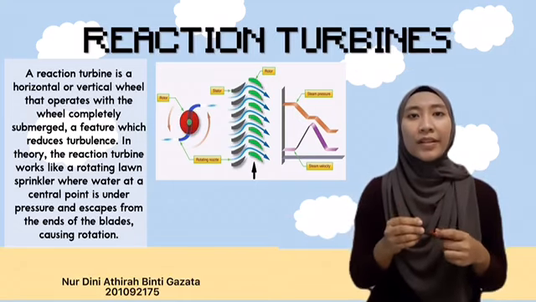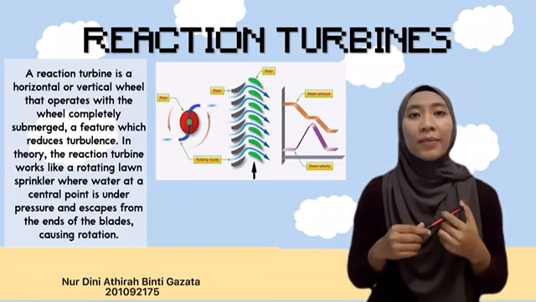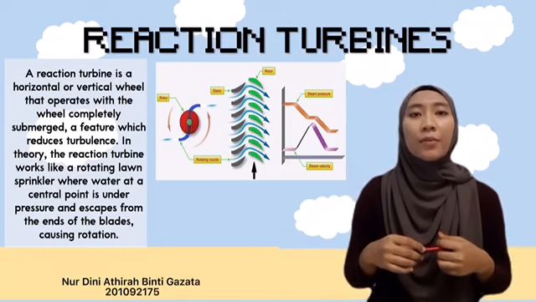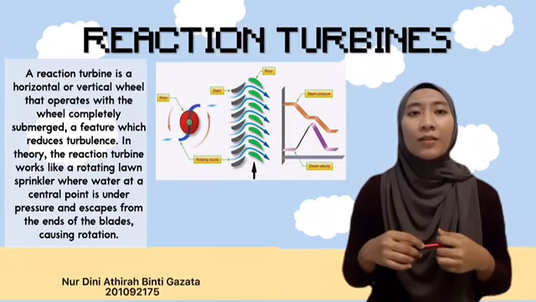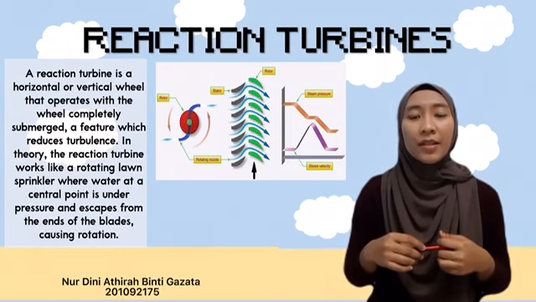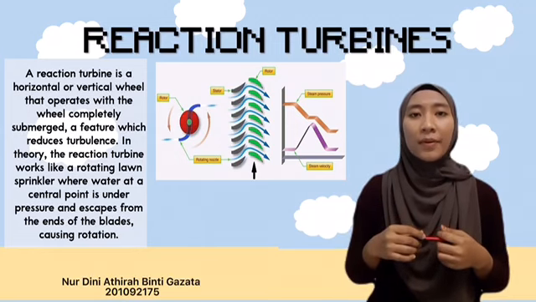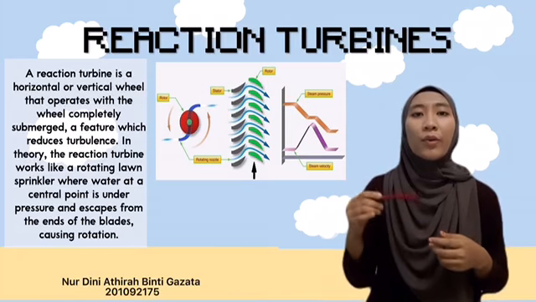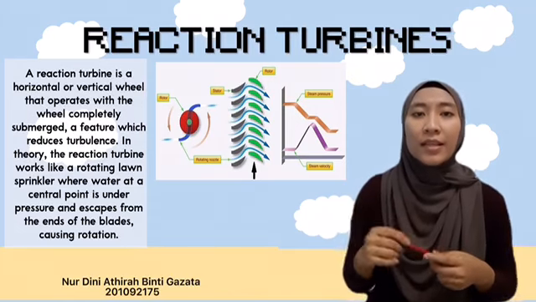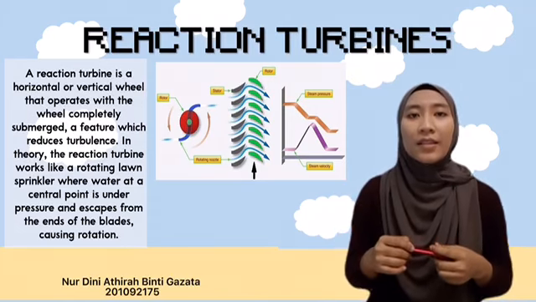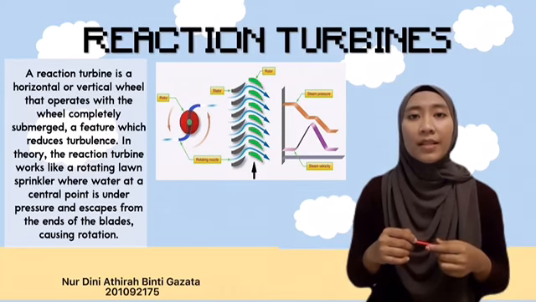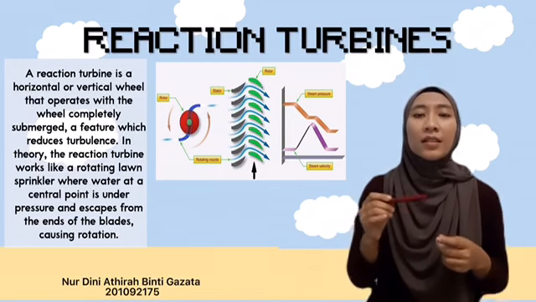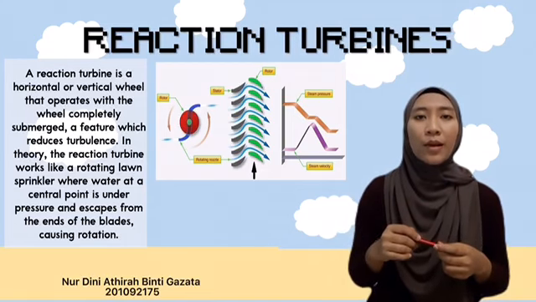First, we talk about the reaction turbine. A reaction turbine is a horizontal or vertical wheel that operates with the wheel completely submerged, a feature which reduces turbulence. In theory, the reaction turbine works like a rotating lawn sprinkler, where water at a central point is under pressure and escapes from the ends of the blades, causing rotation. Reaction turbines are the type most widely used.